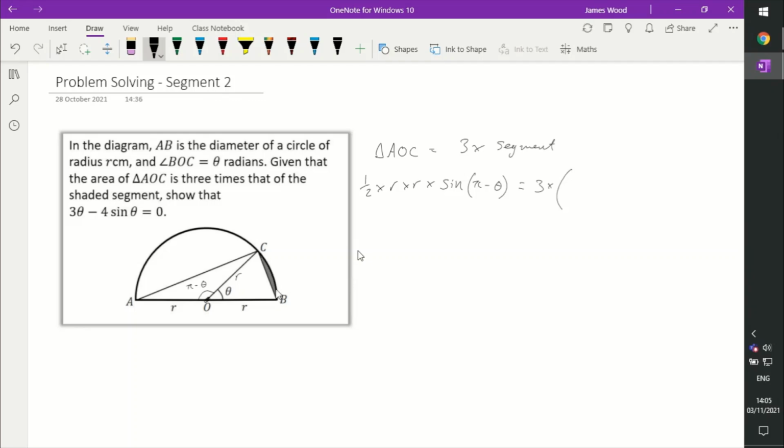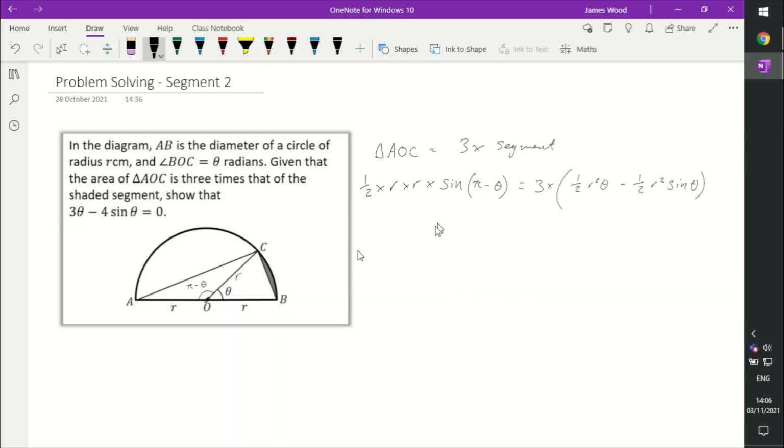Now we found segments several times before, so we can do the area of the sector, which is half r squared theta, subtract the area of the triangle, which is half AB sine C. So again, that's going to be half r squared, because they're both r, so r times r, sine theta. Okay, and that's our equation, and hopefully we can rearrange this to get to this result that they want.